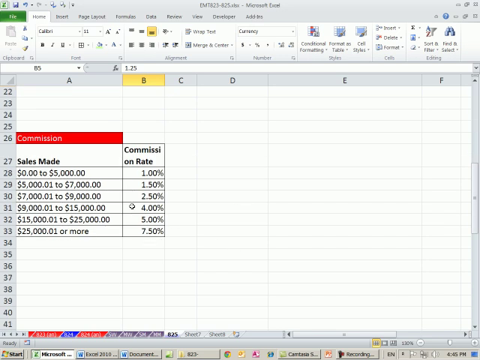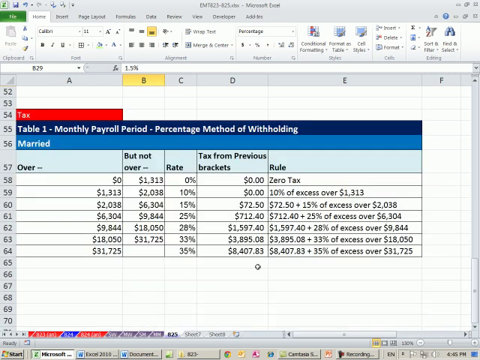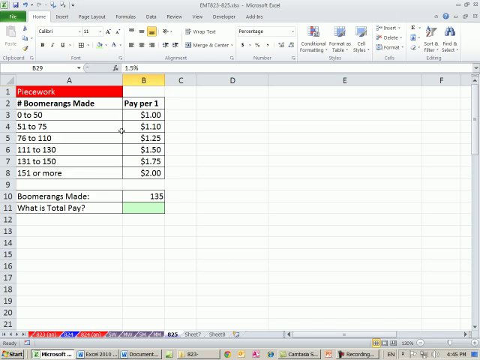When we do commissions, you get paid 1% for the first 5,000. From 5,001 to 7,000, you get 1.5%, etc. Similar for tax. Now, the whole trick is, usually you're given a table like this. To make a single cell formula, one efficient way is to create a table different than this.